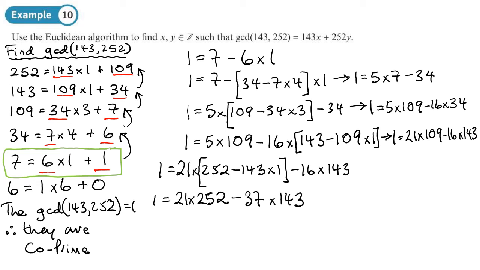So now we've got it in the form that's required. So x is the number of 143s. So x equals negative 37 and y is the number of 252s. So y equals 21. So here we have to find the greatest common divisor first before then using the algorithm in reverse to find the values of x and y in this Bezout's identity here.